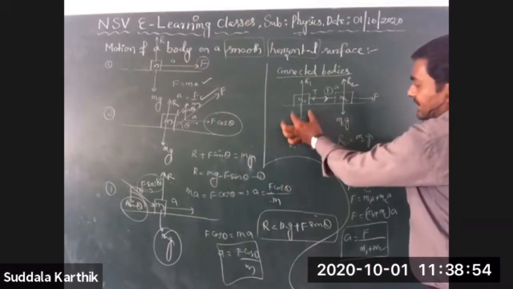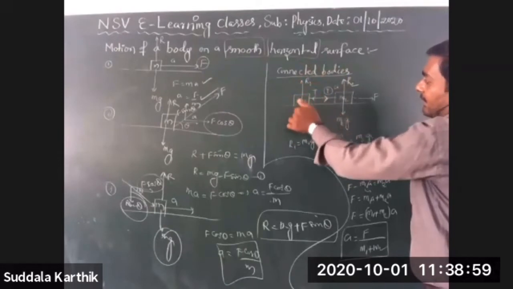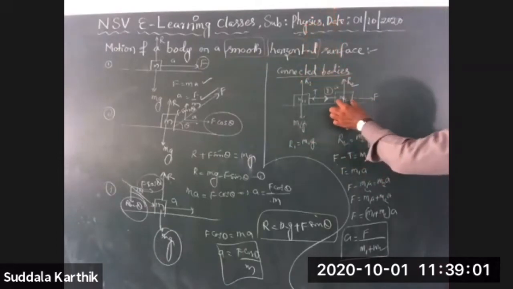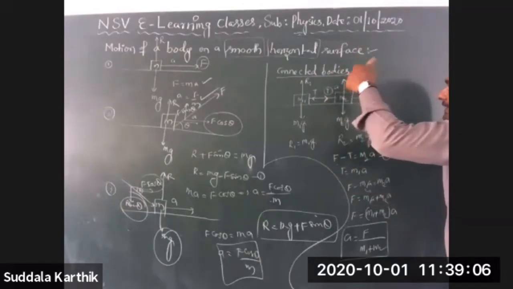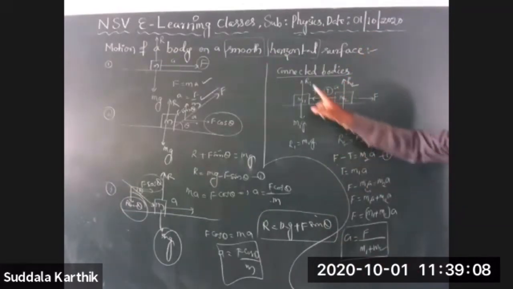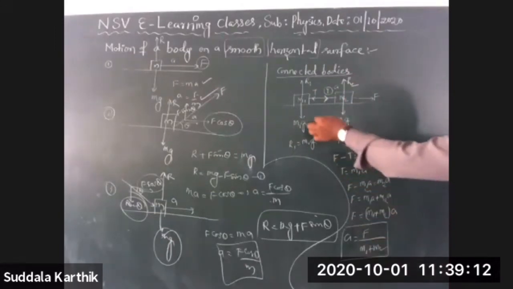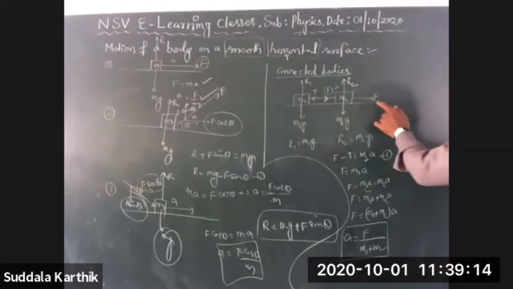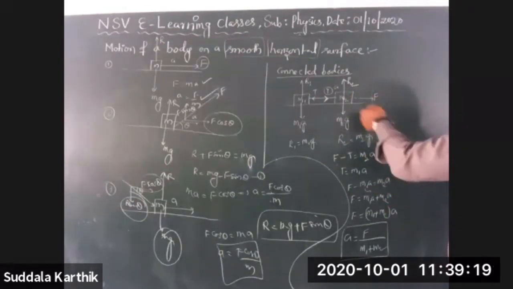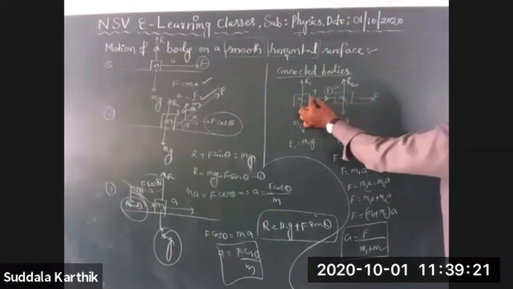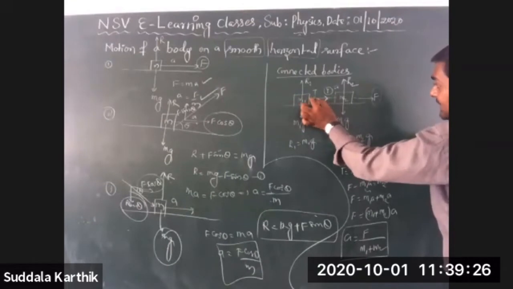m1g is the weight of this body, and the equivalent normal reaction R1 is in the upward direction. For m2, the weight of the body is m2g in this direction, with the normal reaction in the upward direction. R1 equals m1g, R2 equals m2g. And capital F force was applied in this direction. So F minus T, because F is not acting on this one; this is developed due to this one.